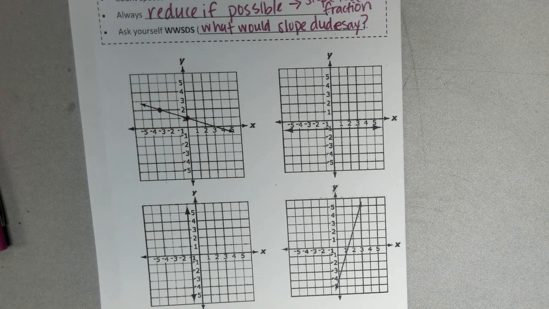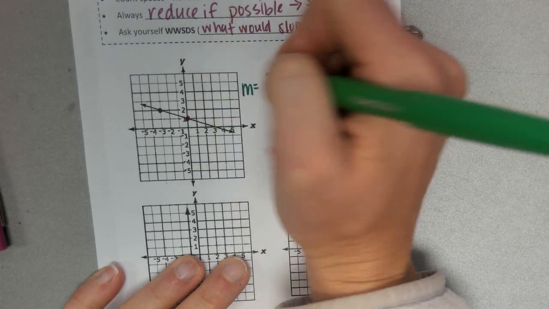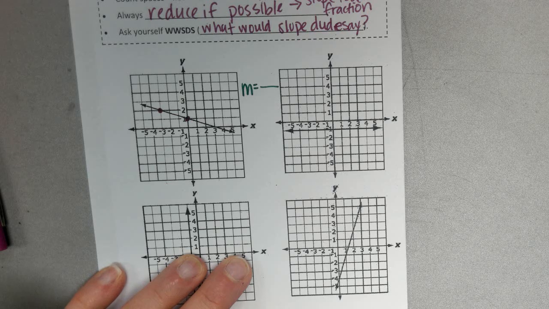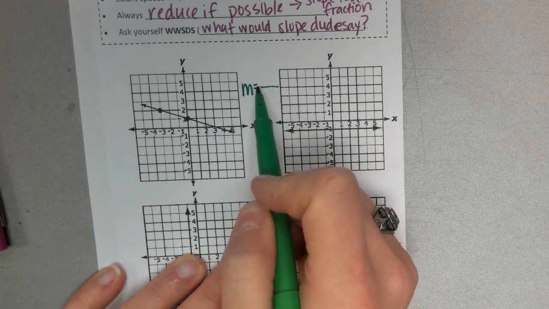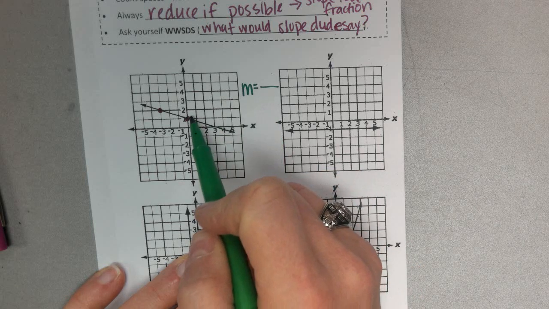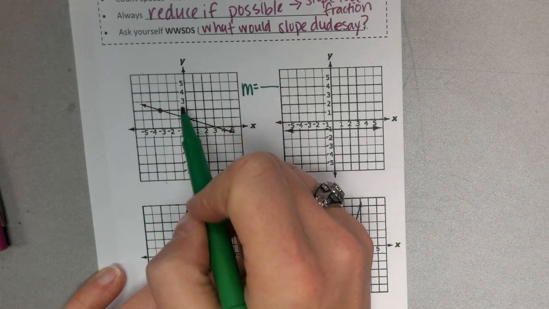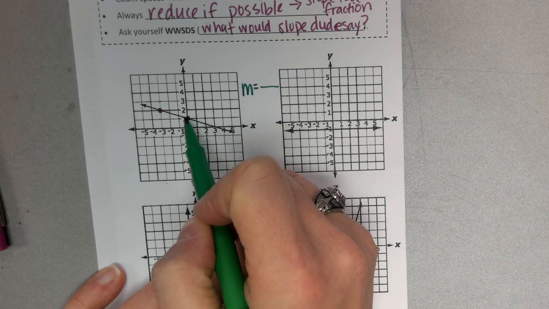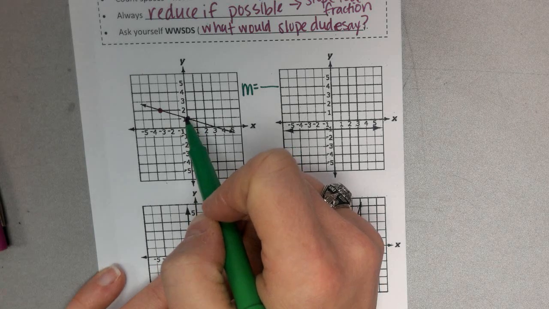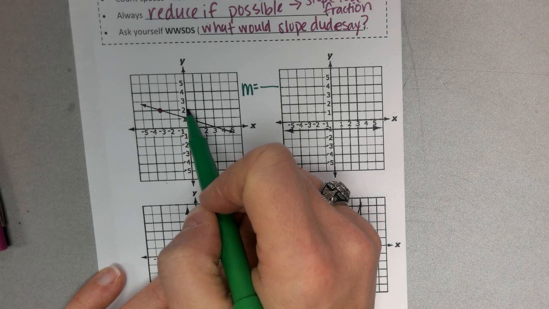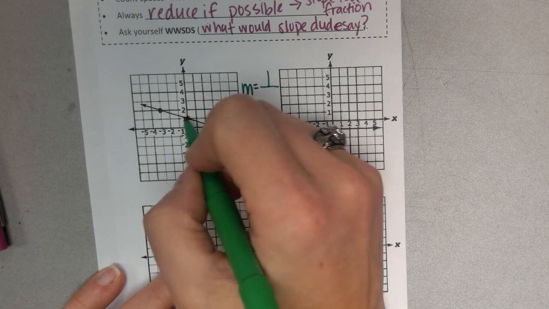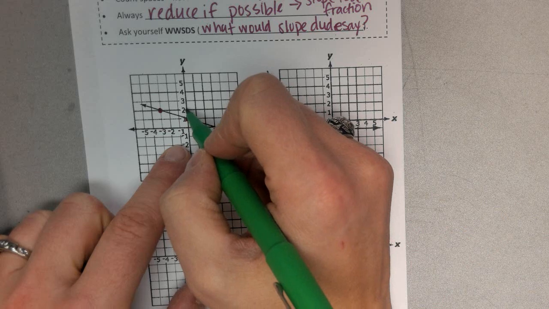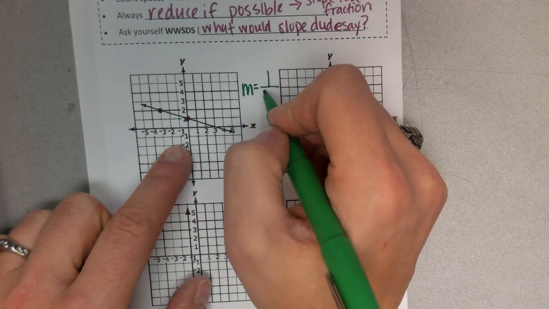So let's do our slope, which is m equals, and we're going to make a fraction line here. We're going to put how much it rises over how much it runs. So we always start at the y-axis. Where does the line cross the y-axis? Well, it crosses right here at 1. So we rise 1 to get to the next point. We're trying to get from here to here. So we rise 1, that's our rise, and we run 1, 2, 3.